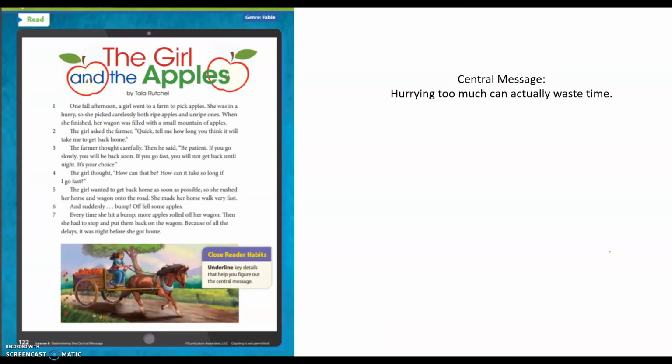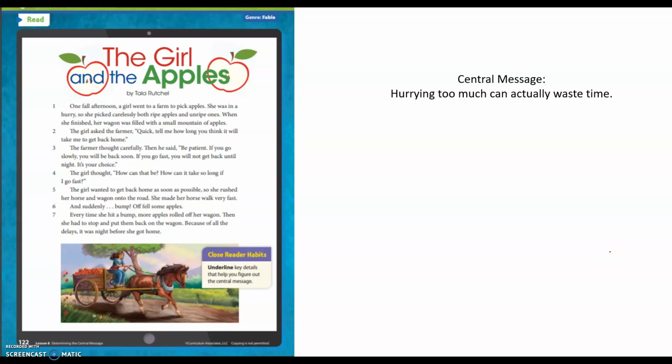So yesterday we read The Girl and the Apple, and we talked about how we learned that hurrying too much can actually waste time, and we related that to our schoolwork. Let's read the story together again, and then we're going to talk about some of the actions of the girl and the farmer and how they contribute or take part in the central message.